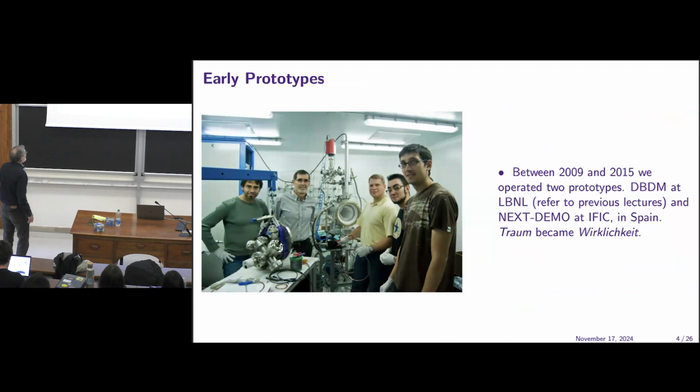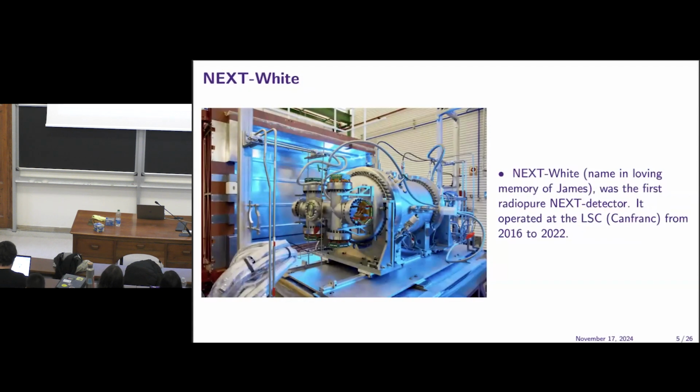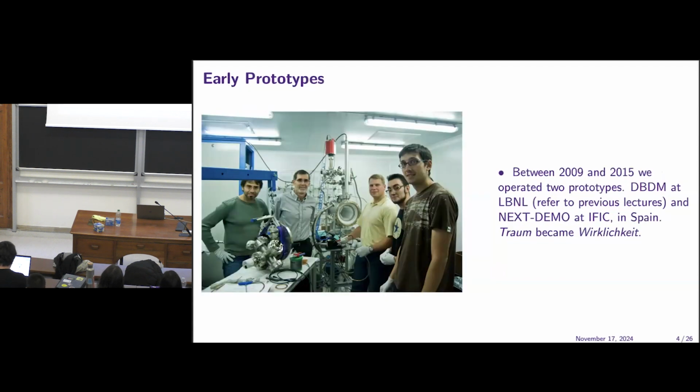You will see, focus on this young guy too. It's an interesting picture too. This is the next demo detector that we built in Valencia, in IFIC. And this is the student of James White and other collaborators. So we built this first detector, and that happened in 2015.